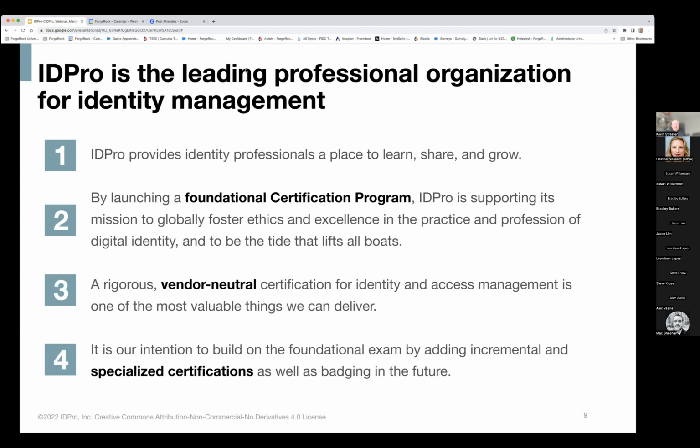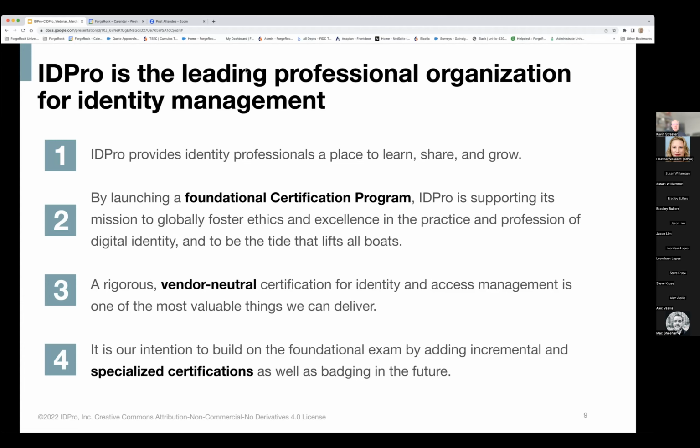So what we've created is a rigorous and vendor neutral certification. Everything that's covered on the CIDPRO exam is relevant across the whole identity industry. So it doesn't matter which vendor products you're working with, what area you're working with in identity, whether it's operational, whether it's designing solutions, it's relevant for everybody. And it works across all vendor solutions. So it's something that IDPro is uniquely placed to be able to create. And we think we've done a pretty good job of creating that through the first exam.